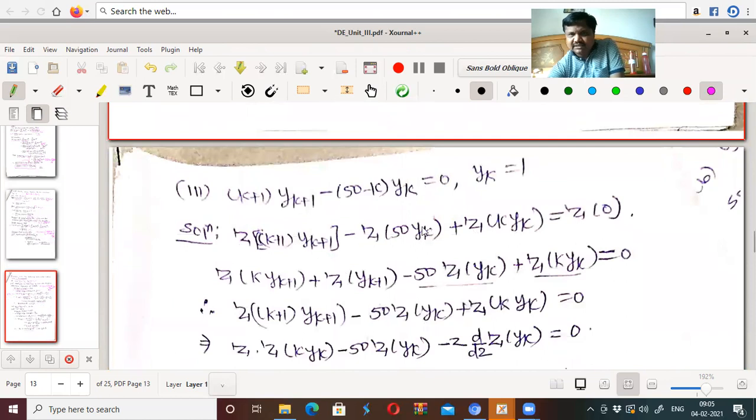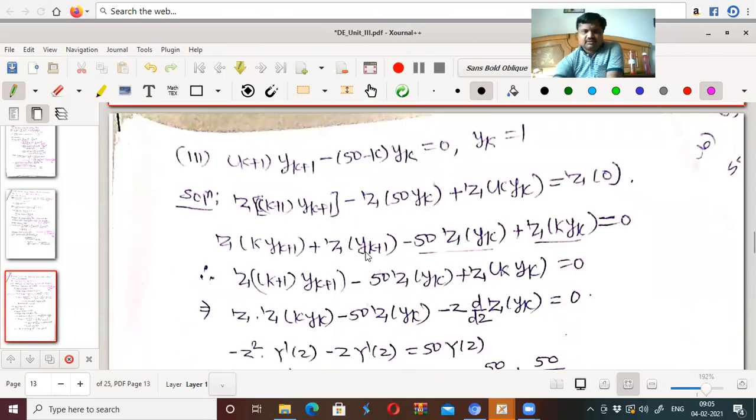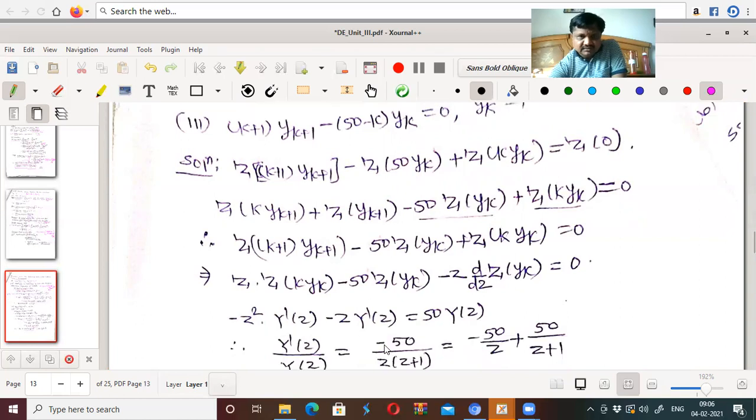Again, such types of examples are there which can be solved. Homogeneous equation. Method is again same. Only take Z transform on both sides. You take the Z transform of both sides. Use this condition. Solve it. You will get this result.